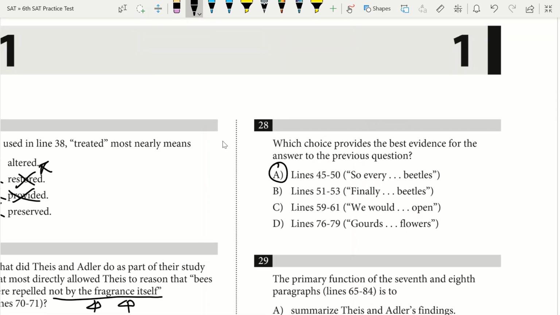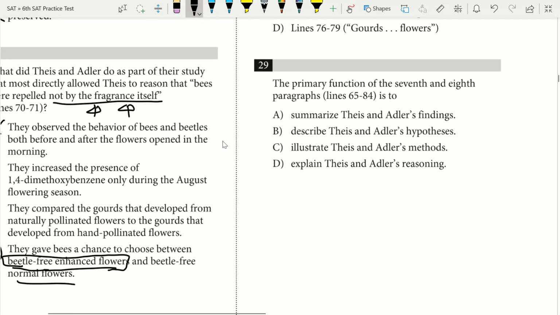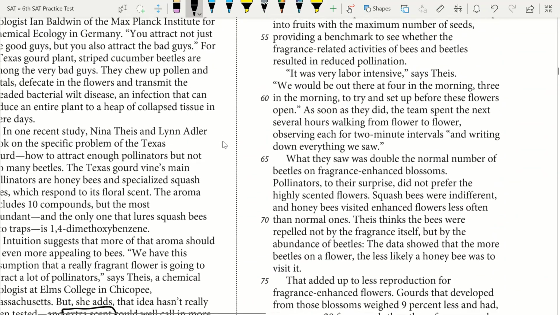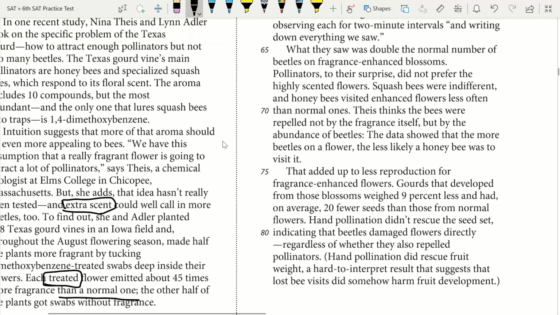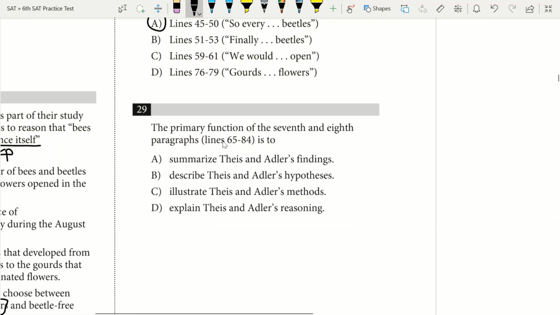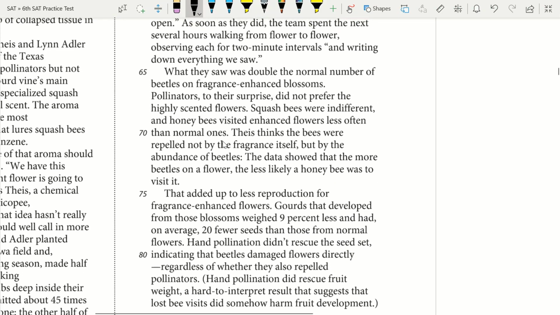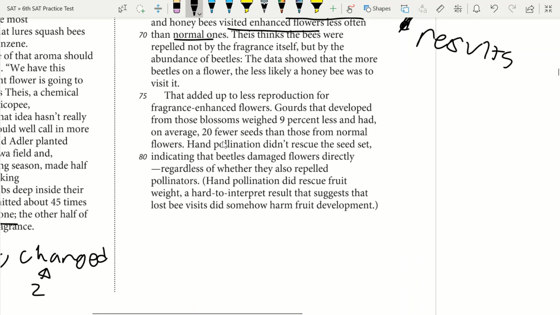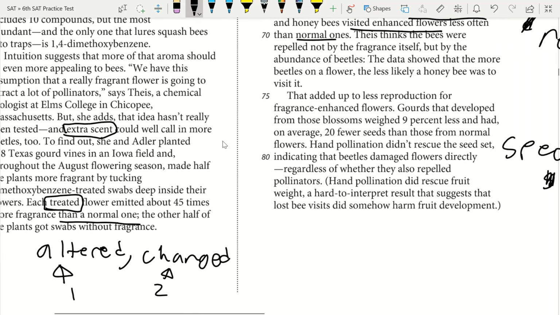All right, question 29. We've got the primary function of the 7th and 8th paragraphs is to do what? Well, in our 7th and 8th paragraphs, we really talk about summarizing our findings, right? Let me go down and quick check what lines it said again. Lines 65 to 84. Okay, so I see in line 64, we start talking about how squash bees are indifferent, honeybees visited enhanced flowers less than the normal ones. So at this point, we're really describing our results. And then down here, once again, we get into more of the specifics of our results, right? We have quantitative results. We start diving into quantitative measurements of our results. So really summarizing up our findings.